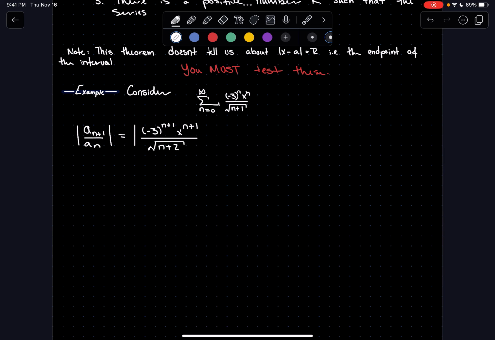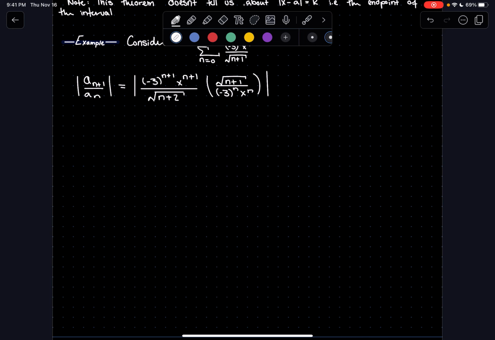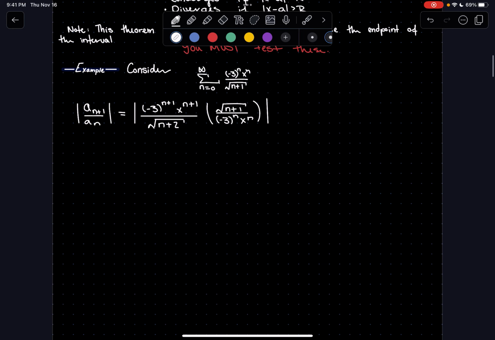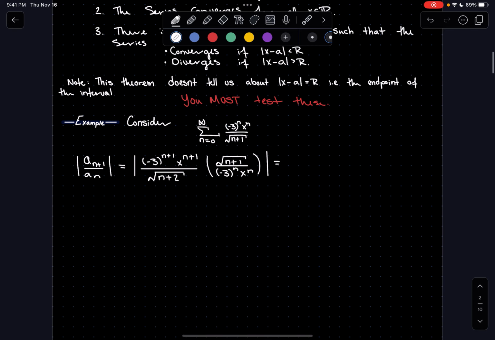And then I'm going to multiply by the reciprocal instead of dividing, so I just get the square root of n plus 1 over negative 3 to the n, x to the n, with the absolute value. I'll expand this real quick. The negative 3 to the n plus 1, when I take the absolute value, I can just rewrite as 3 to the n plus 1. I don't want to deal with that negative number. The absolute value is going to change it positive no matter what, so I'm just going to keep it as positive.